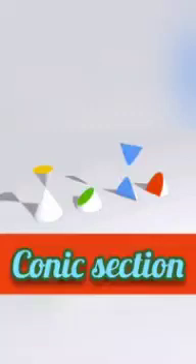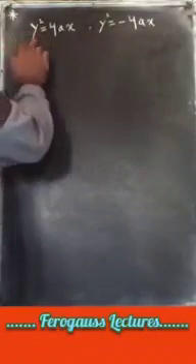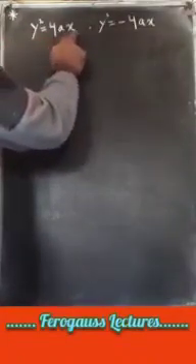In my last lecture, we derived the equation of parabola. Now, today, we will do some questions related to parabola. But before that, let us know something more about parabola. Now, if we have equation of parabola of this type, that is y square is equal to 4ax.